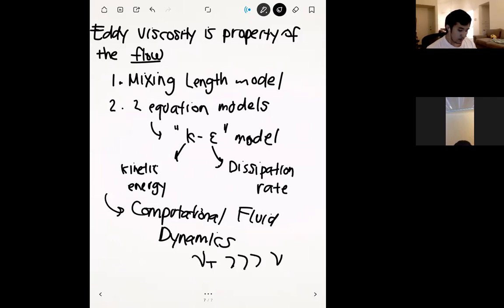Okay. So that's the big four topics in turbulence. A lot of what we covered in turbulence falls under those four umbrellas. So let's review instability.